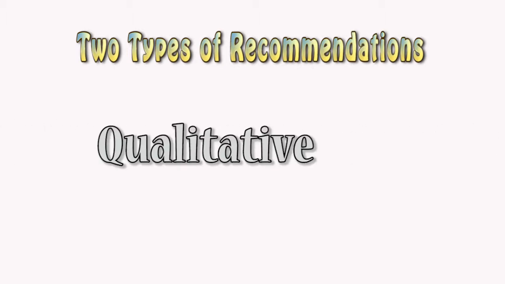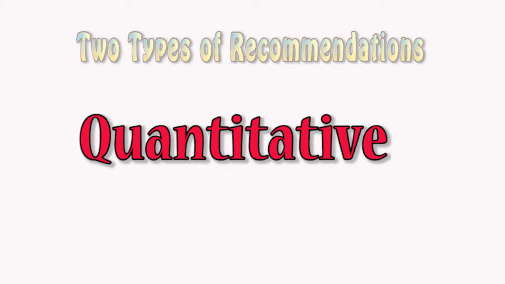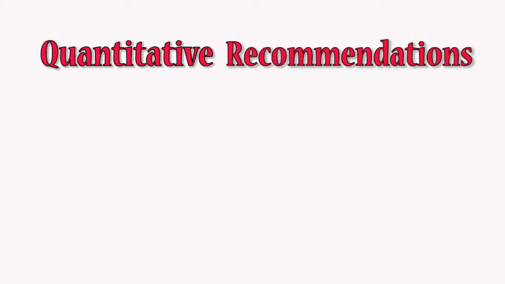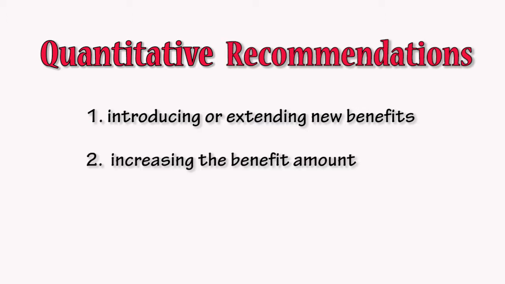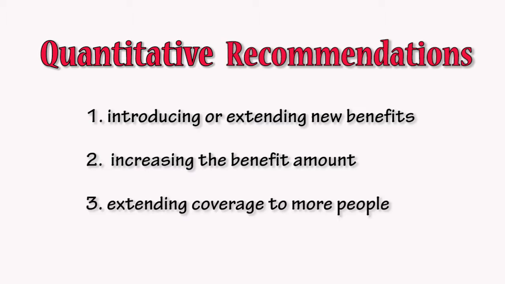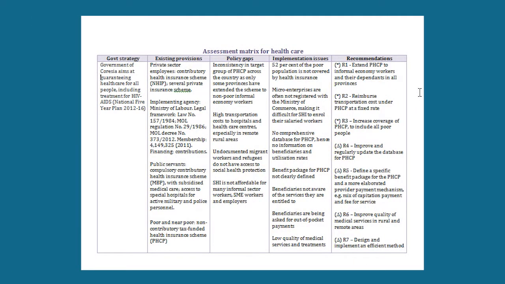There are two types of recommendations made in the assessment matrix: quantitative and qualitative. In this demonstration, we focus only on quantitative. Examples of such recommendations are introducing or extending new non-contributory benefits, increasing the benefit amount for non-contributory schemes, and extending coverage to more people. Let's refer to our completed assessment matrix from the first tutorial video.